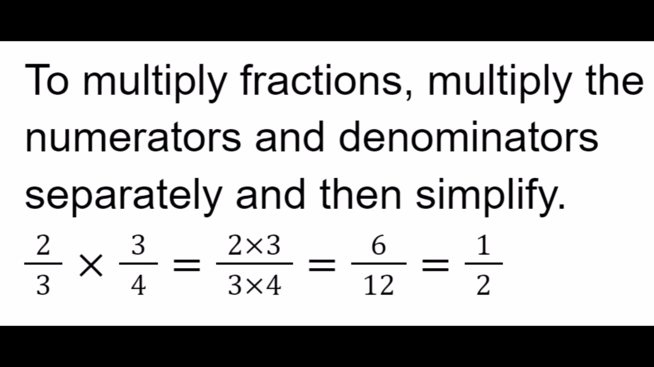To multiply fractions, multiply the numerators and denominators separately and then simplify. For example, in the problem 2/3 times 3/4, it's equal to 2 times 3, the product of the numerators, over 3 times 4, the product of the denominators. This is equal to 6 over 12, which simplifies to 1/2.